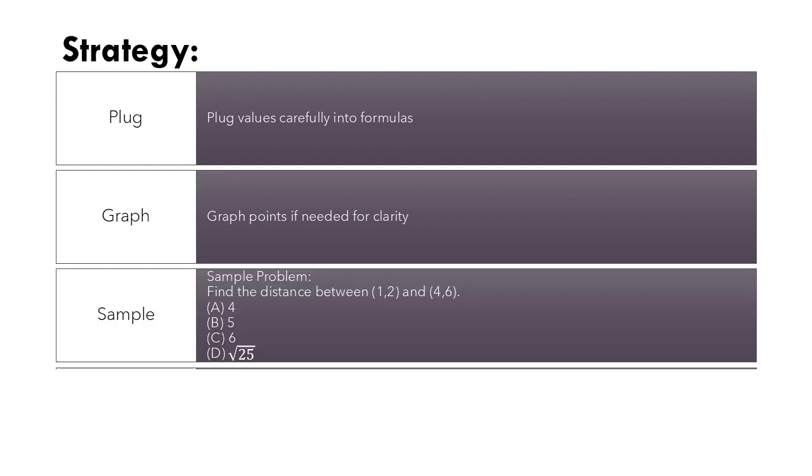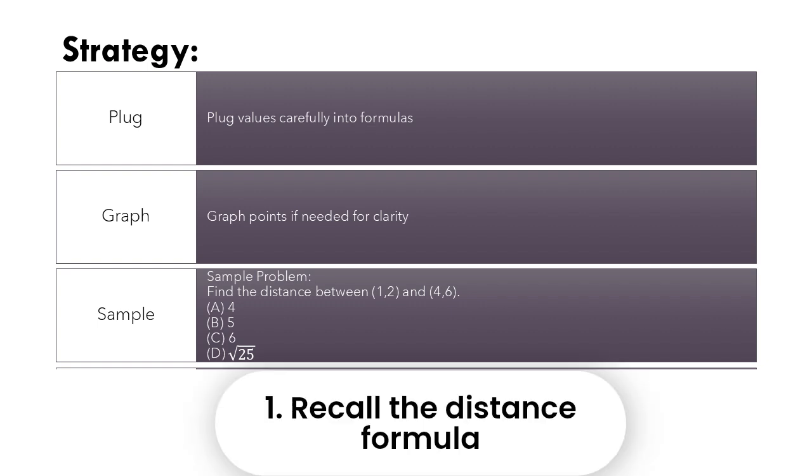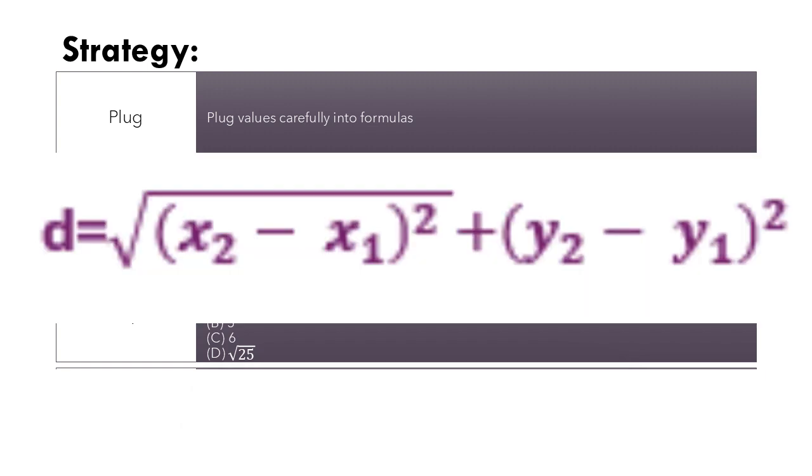Find the distance between (1, 2) and (4, 6). A, 4. B, 5. C, 6. D, square root 25. The question asks us to find the distance between the points (1, 2) and (4, 6). First, let's recall the distance formula, which helps us find the straight line distance between 2 points on a coordinate plane. The formula is D equals the square root of open parenthesis x sub 2 minus x sub 1 close parenthesis squared, plus open parenthesis y sub 2 minus y sub 1 close parenthesis squared.